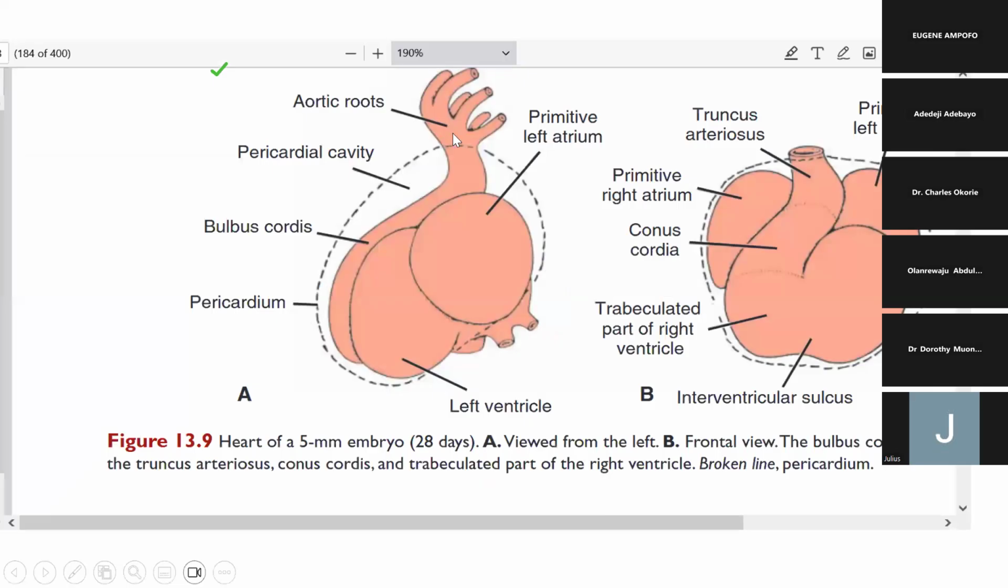This particular diagram is also showing the bulbus cordis as it's being divided. Looking at this diagram, we see the bulbus cordis, and the broken line is representing the pericardium, while this part is the left ventricle and this is the primitive left atrium. This diagram shows the division of the bulbus cordis into three: the truncus arteriosus, the conus cordis, and the trabeculated part of the right ventricle. These are what the bulbus cordis later divides into.